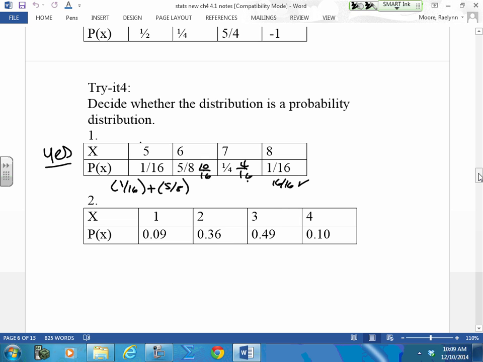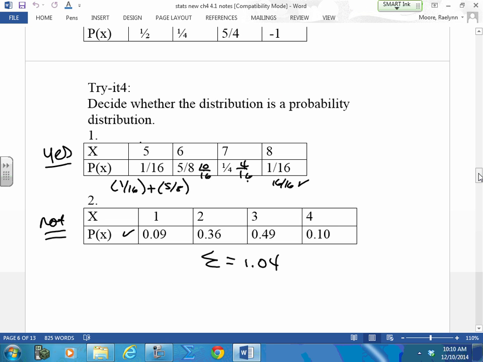Second one. Do they fall between 0 and 1? Yeah, that one's good. What's their sum? 1.04. Not a probability distribution. So, two things to be a probability distribution: the probabilities have to be between 0 and 1, and the sum has to equal 1. Those are things we've been using. Whenever we make our trees, your probabilities are between 0 and 1, and all your probabilities add up to 1. All we're doing now is putting this on the table.